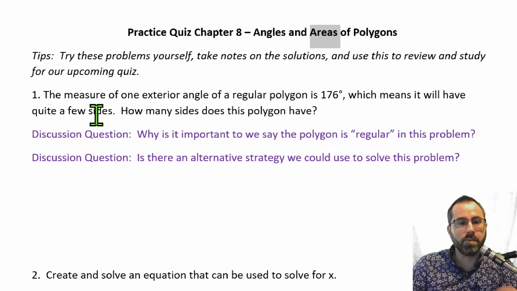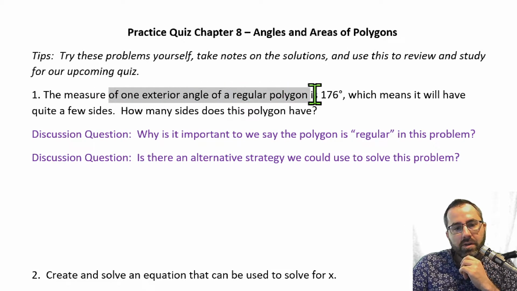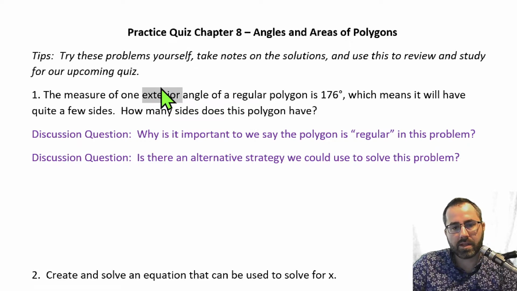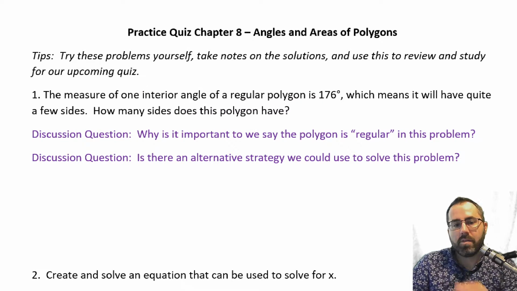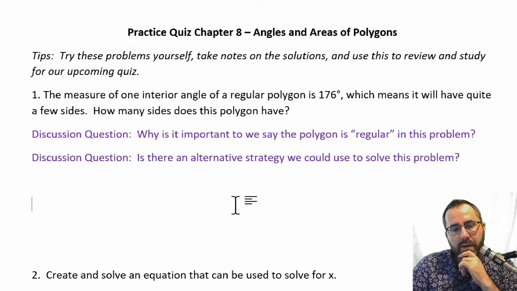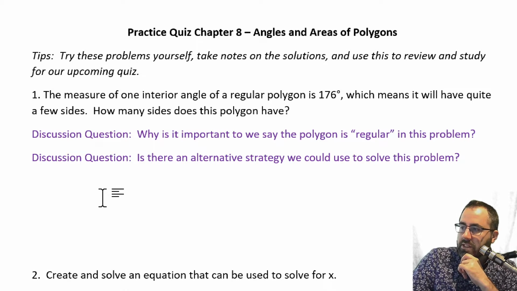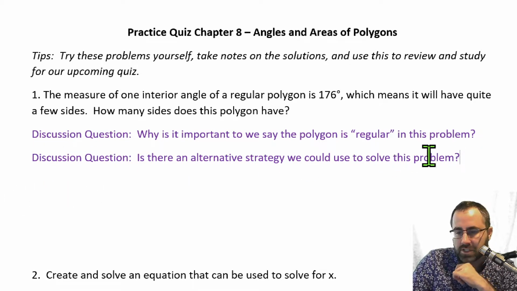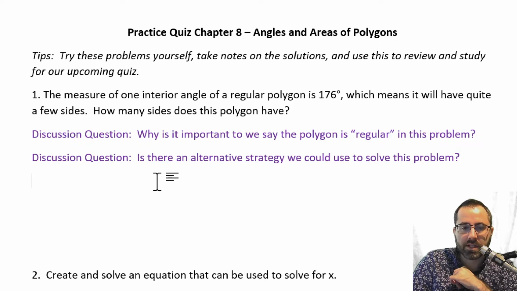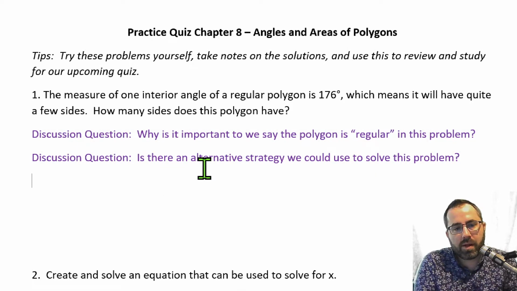The first question, the measure of one exterior angle of a regular polygon. Oh, I hope this is correct. This should say interior. The measure of one interior angle of a regular polygon is 176 degrees, which means it will have quite a few sides. How many sides does the polygon have? And then here are just some discussion questions that we may discuss in a moment. But let's do this problem right away.